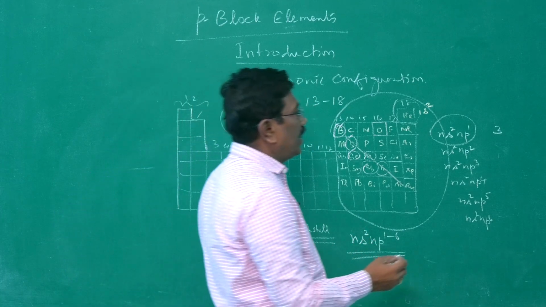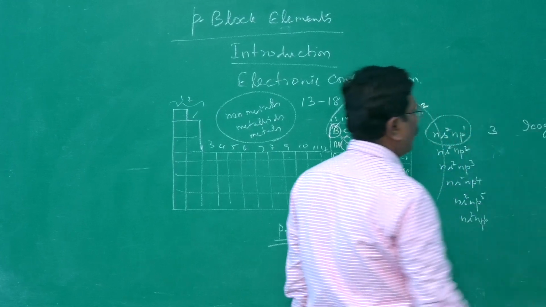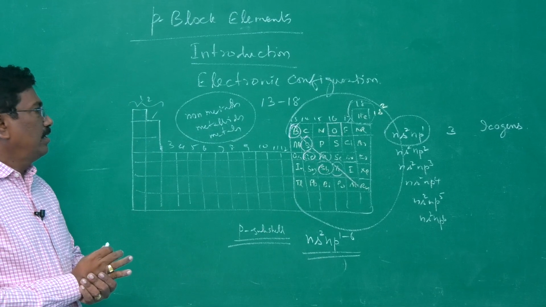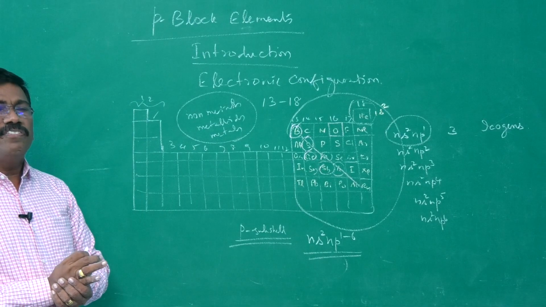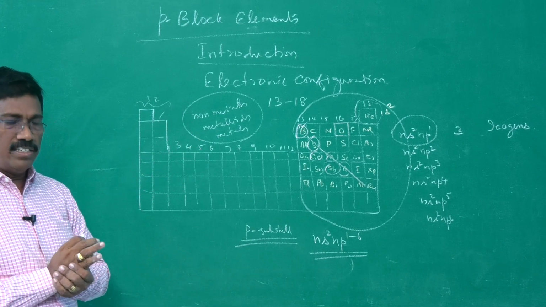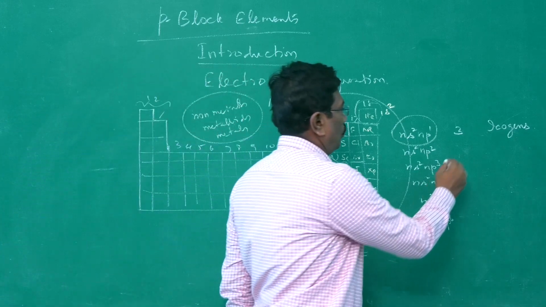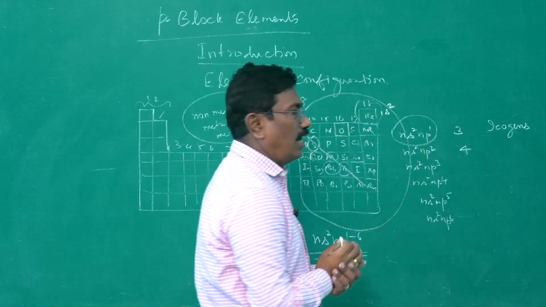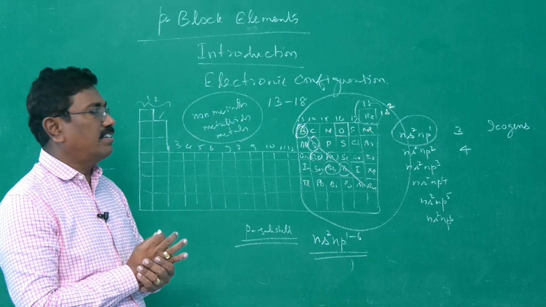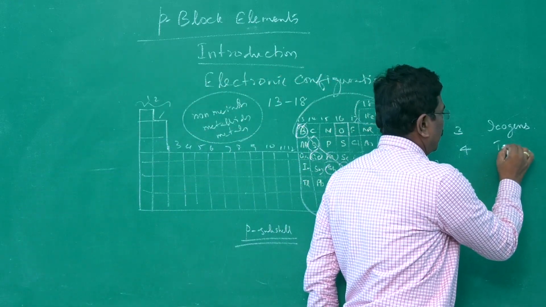And they are referred to as icosagens, because the first element, boron, is assumed to exhibit an allotrope with 20 phases. Those group of elements are referred to as icosagens. And the next group, the carbon group, the 14th group, used to show oxidation state of 4 because of 4 electrons in their valence shell. Their valency being 4, therefore they are referred to as tetragens.